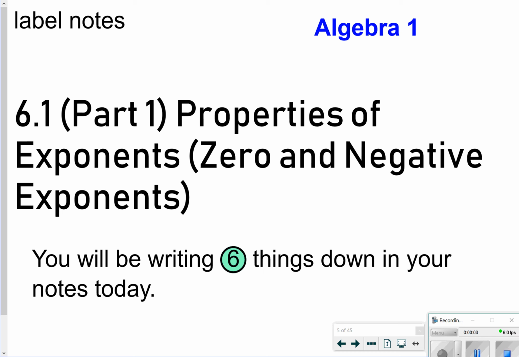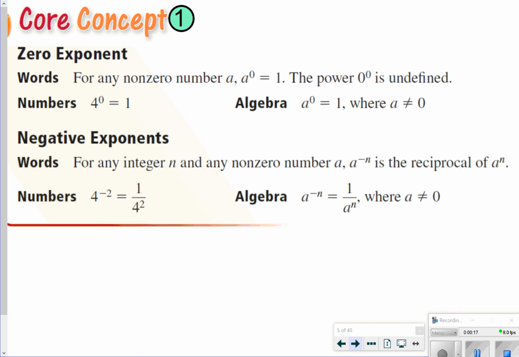We're going to be looking at 6.1 Part 1. There's going to be 3 parts to this lesson, and we're going to be focusing on different properties of exponents. Today we're just going to be looking at 0 and negative exponents, and you're looking for 6 things to write down in your notes. So let's go ahead and get started and write down number 1.